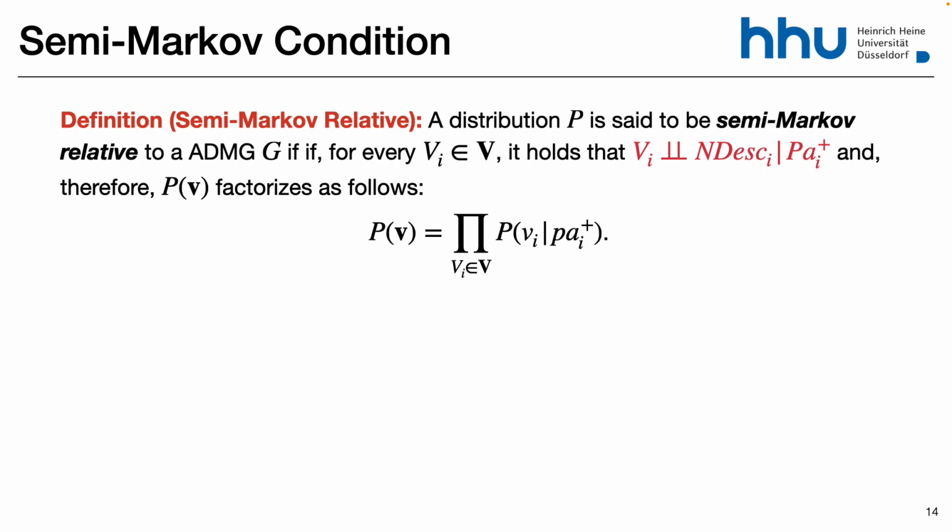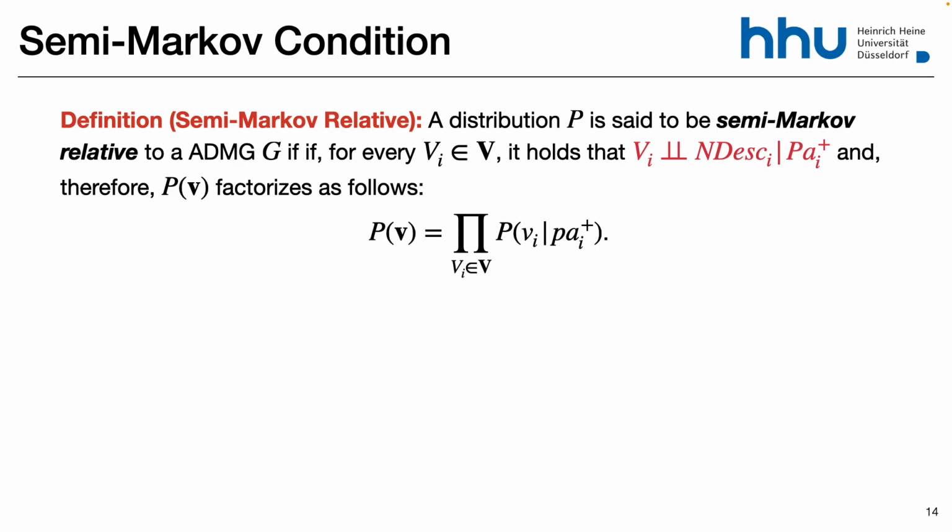So a distribution is said to be semi-Markov. For some reason, people believe that semi helps here. It's the same thing as before. It's a Markov condition, so the semi-Markov condition now is relative to an ADMG. The condition is pretty similar, but now instead of conditioning on the parents, we condition on the extended parents, and it's going to work. Simple like this. And then the factorization is also going to work.